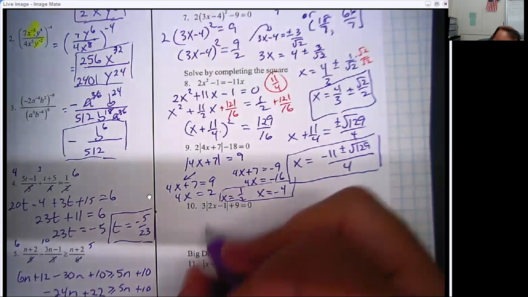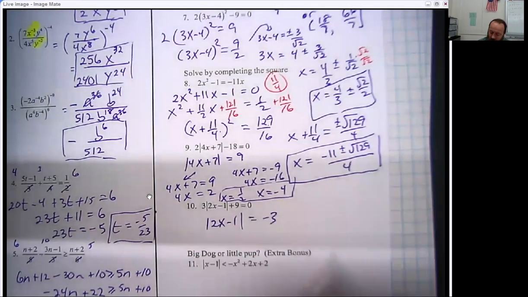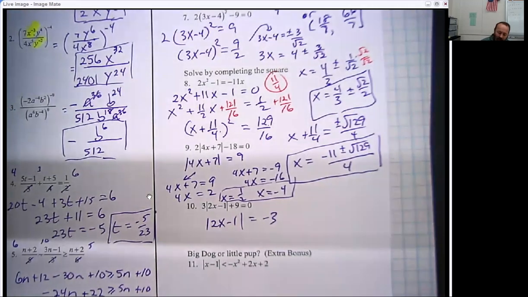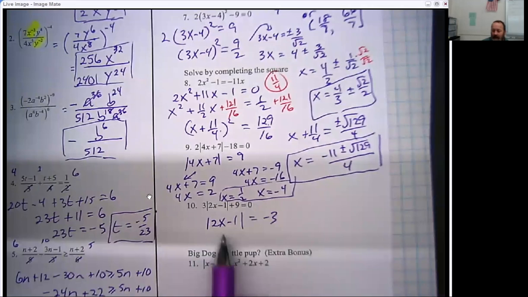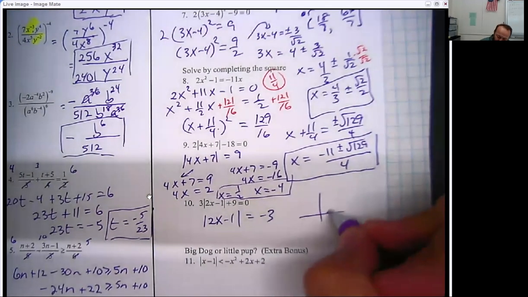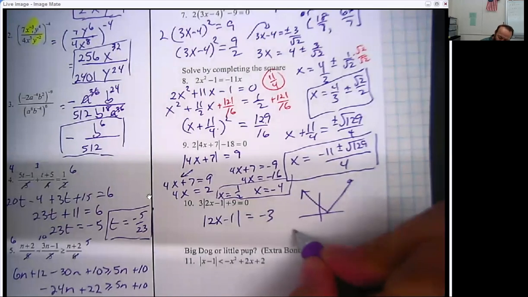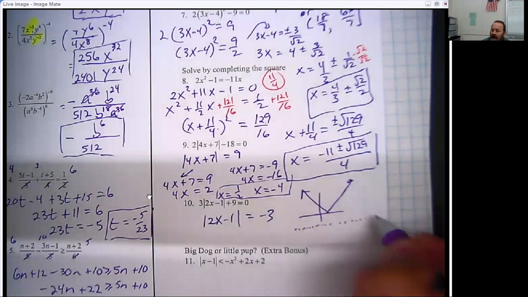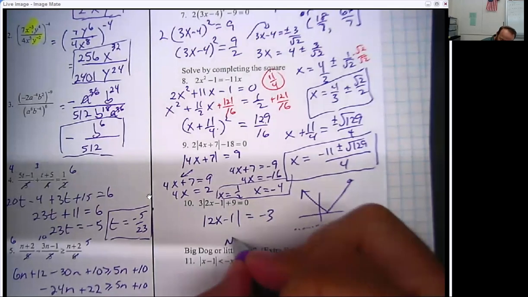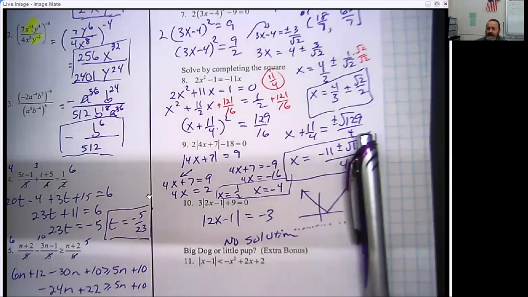And in a similar fashion, number 10, this is the last one I'm going to choose to go over. But as soon as you bring the 9 over and divide, you're asking, where is this absolute value equal to a negative number? Well, you want to remember that an absolute value looks like this. It looks like a V sitting up here in the positive, and it's asking, when is it going to be equal to this negative 3 down here, which is not possible. That is no solution.